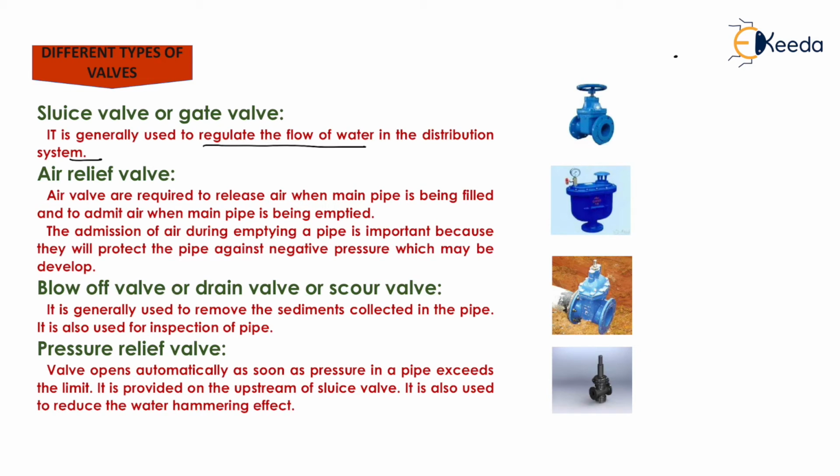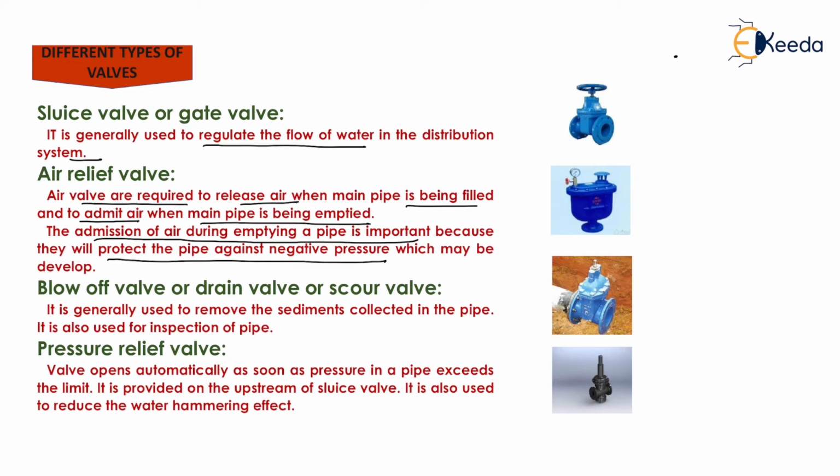Next one will be the air relief valve. Air valves are required to release air. For what purpose is the air relief valve required? To release air when the main pipe is being filled with water, or to admit air when the main pipe is being emptied. Okay. Now the admission of air during emptying a pipe is very important because it will protect the pipe against the negative pressure which may develop.